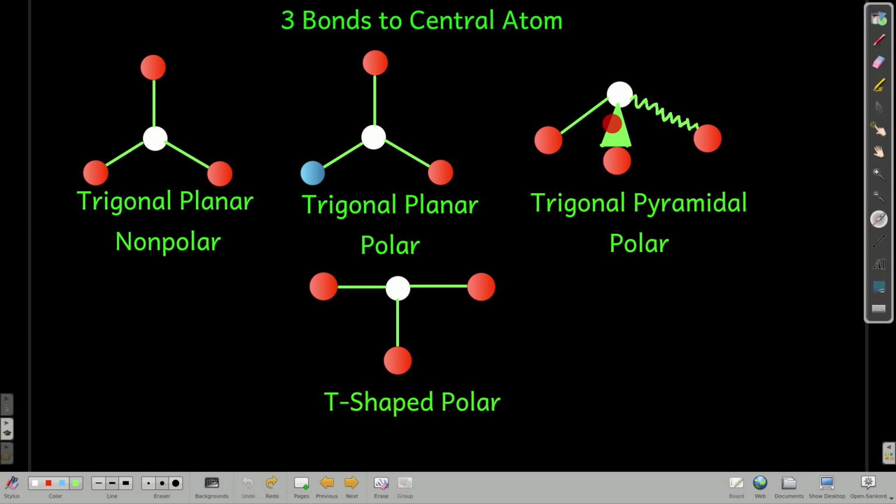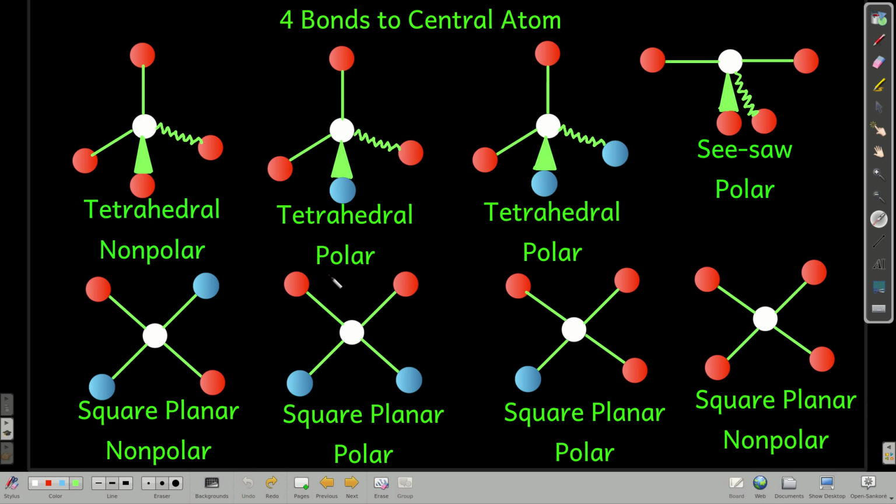You could also have a trigonal pyramidal molecular geometry. There's a lone pair of electrons up here, right? And as long as these are polar bonds, whether or not the atoms are the same as each other or not, the molecule will be polar. Same thing goes for the T-shaped. There's two lone pairs up here. Even if the atoms are the same as each other, or if they're not, as long as these are polar bonds, this will be a polar molecule.